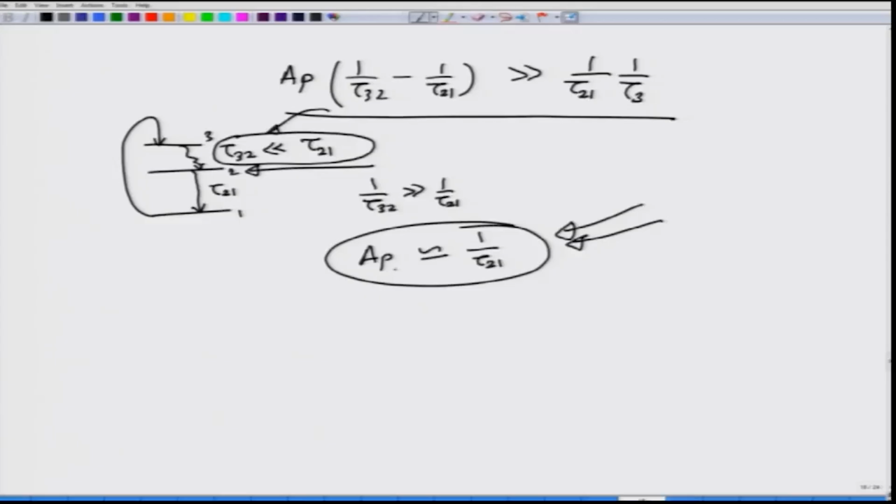So AP threshold, we will call this 1 by tau 21, because tau 32 is much smaller than tau 21. In this equation, 1 by tau 32 being larger than 1 by tau 21 means AP divided by tau 32 is much larger than 1 by tau 21 divided by 1 by tau 3, and you can cancel this term with this one, and this anyway goes to 0. So AP will be approximately equal to 1 by tau 21. This is the critical value, but of course you need to pump beyond it.